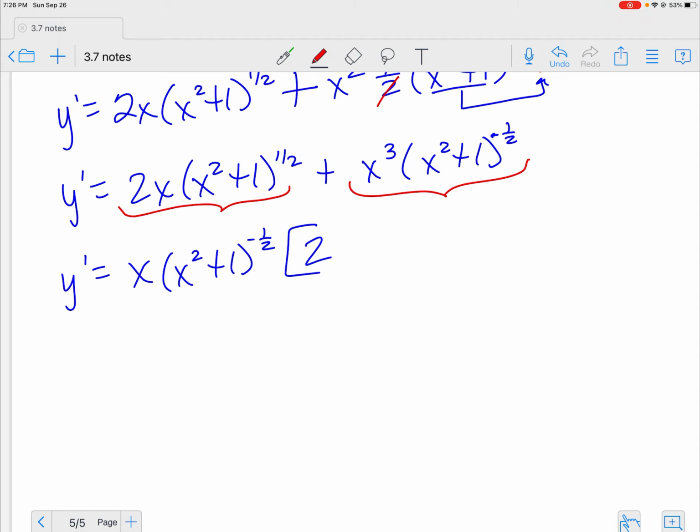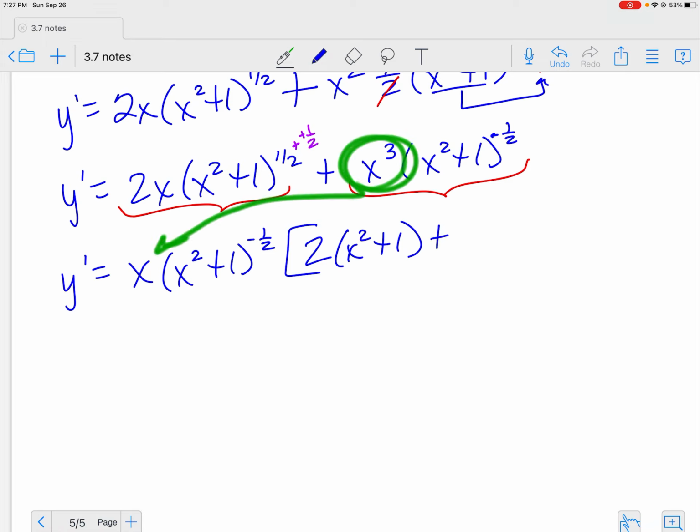And remember, whenever you factor, you divide. So when you divide, you subtract exponents. So this is minus a negative 1/2. Add the opposite. And I've got x squared plus 1. Plus here I've got an x cubed, and I'm going to factor out an x, so that just leaves me with an x squared. And here this whole thing is factored out, so we're good with that.